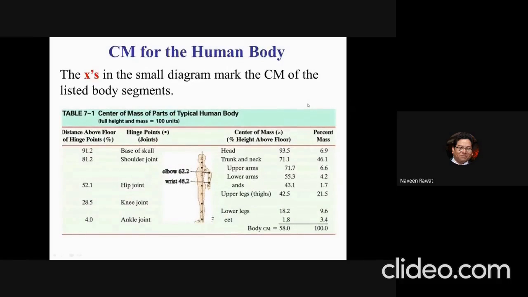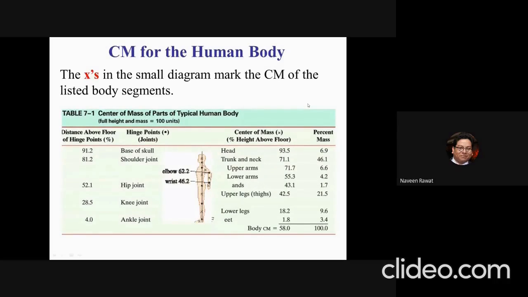In a human body, the mass of the body is distributed very differently from the top to the bottom. The center of mass is located, on average, at 58% of the height from the floor. These are average values. So it's not midway, but a little bit above that.